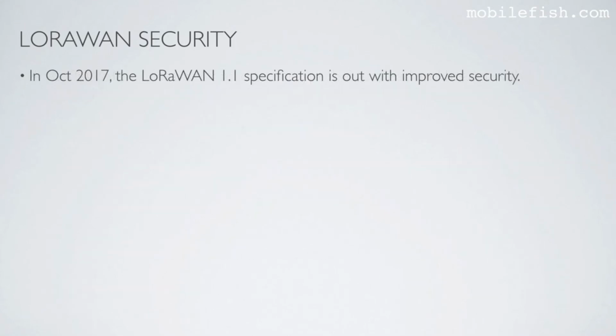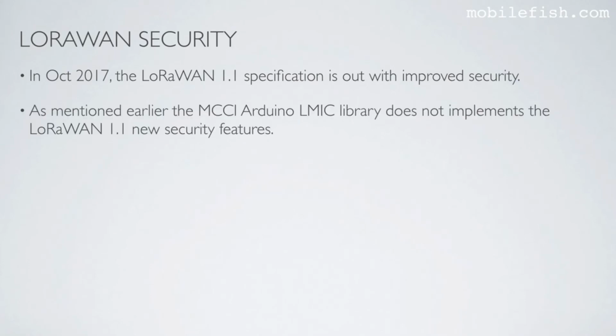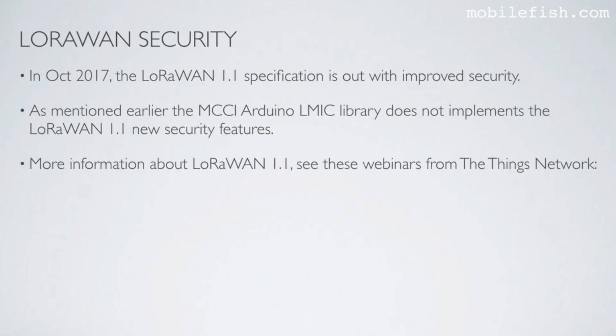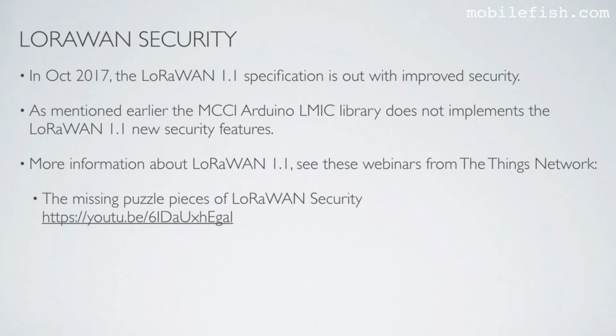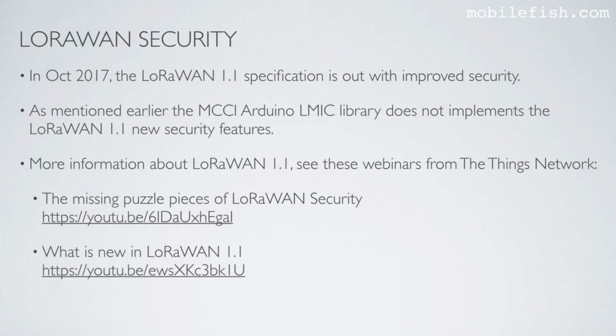In October 2017, the LoRaWAN 1.1 specification came out with improved security. As mentioned earlier, the MCCI Arduino LMIC library does not implement the LoRaWAN 1.1 new security features. For more information about LoRaWAN 1.1, see these webinars from The Things Network. The missing puzzle pieces of LoRaWAN security, see this YouTube video. And what is new in LoRaWAN 1.1, see this YouTube video.